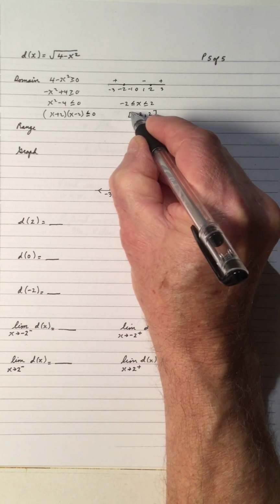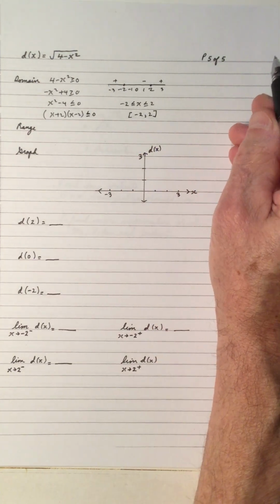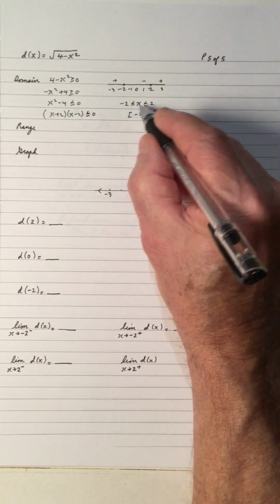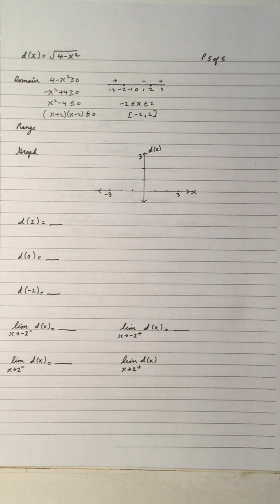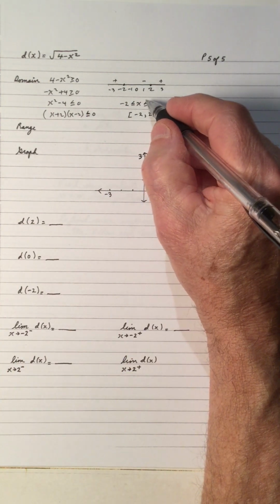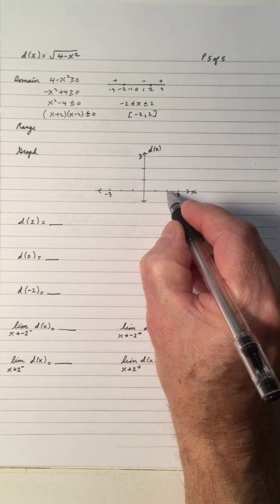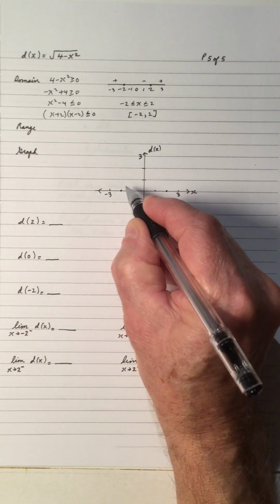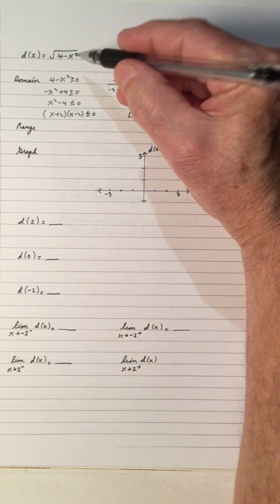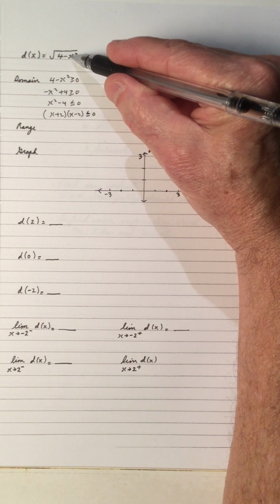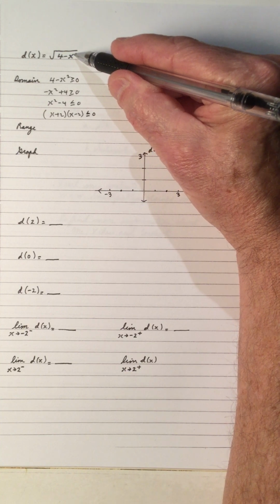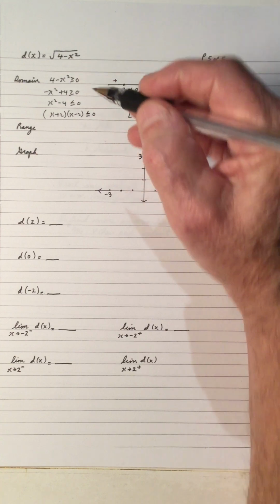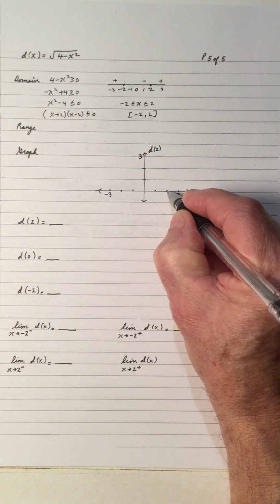A square bracket means it's closed. So the domain is these values. That's the domain, the values of x which will work here. So we're in between negative 2 and 2. So we'll start here and we're going to here. But if we put 2 in here, 2 squared is 4. 4 minus 4 is 0. So that means y is 0. So we put 2 in, we get 0.